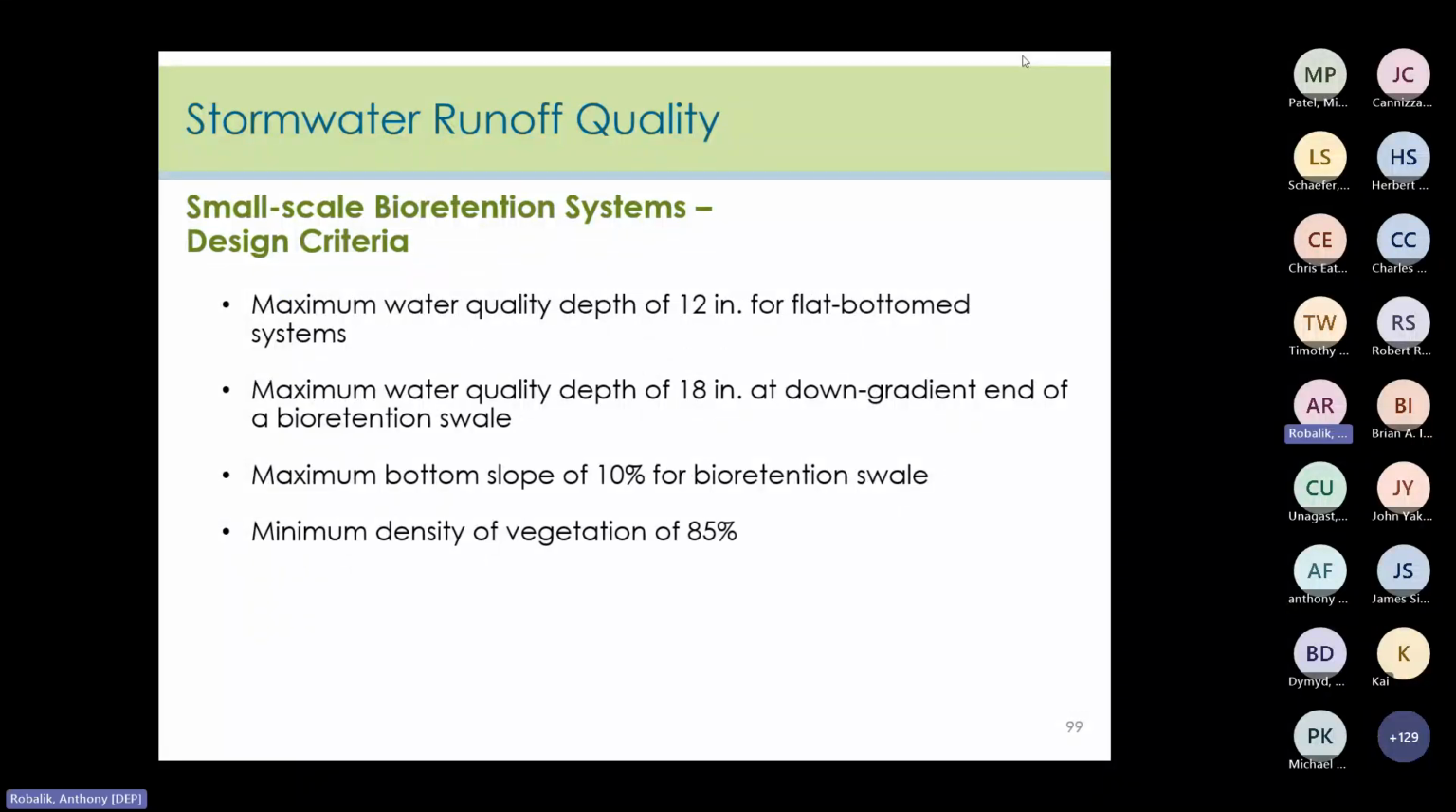Small scale bioretention systems also have specific requirements in regard to stormwater quality, depth, bottom slope, and the density of vegetation, which can all be found in the BMP manual. And the reviewer must make sure that this criteria is met for any bioretention system that is being proposed.